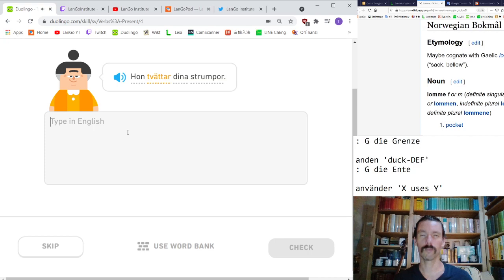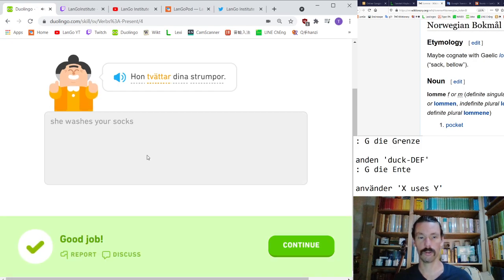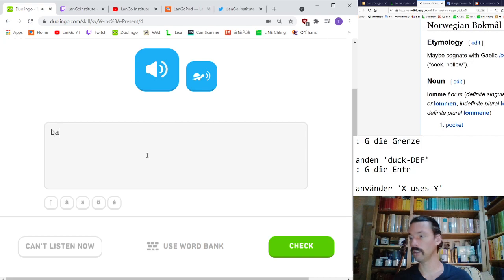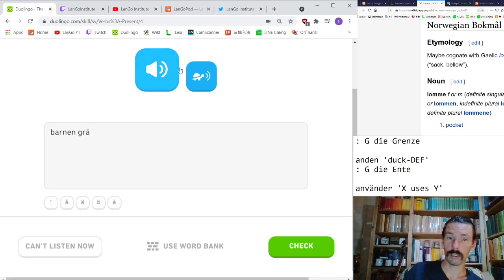Hon tvättar dina strumpor. Tvättar dina strumpor. Plural ending here. She washes, tvättar. Dina, think of our archaic word thine, your socks. Barnen gråter. Barnen gråter with that modified A toward O, whereas the A with two dots is in the direction of an E, anticipating that quality. Gråter, gråtar, barn. Barnen gråter. Okay.